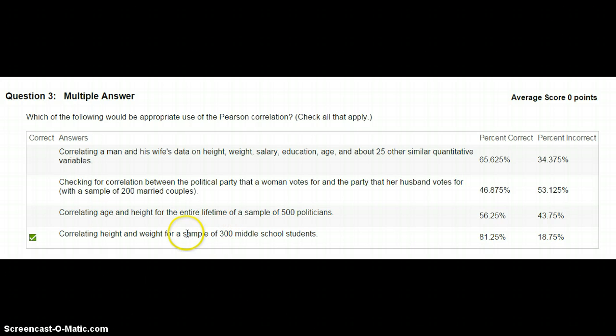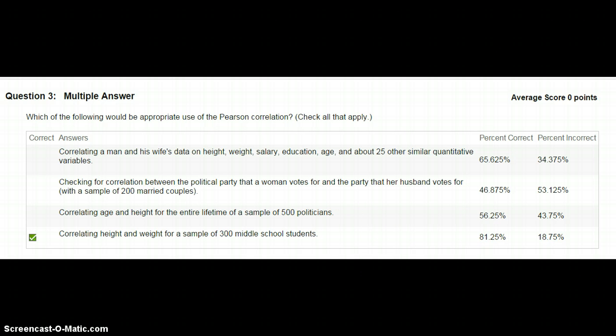So that certainly, since it's height and weight, it would be reasonably linear for this group. Next, correlating age and height for the entire lifetime of a sample of 500 politicians. So here again, we have 2 data points on a sample. How is that different than this 4th one? Well, if you think about age and height across the entire lifetime, think about what's going to happen.